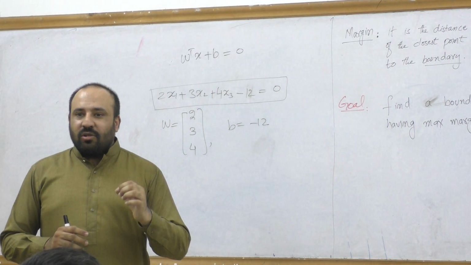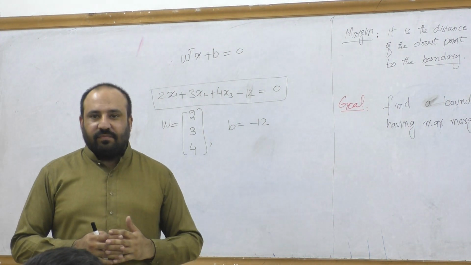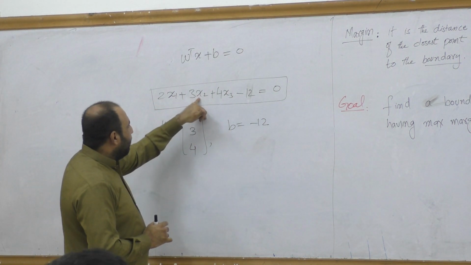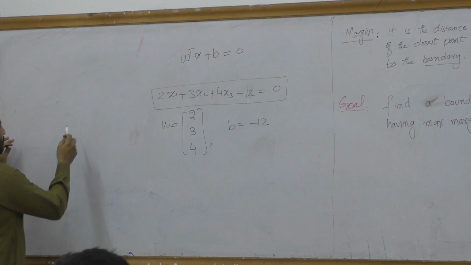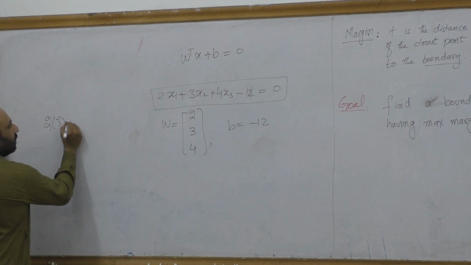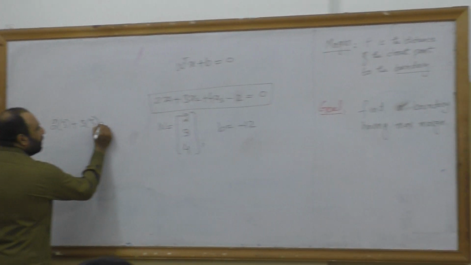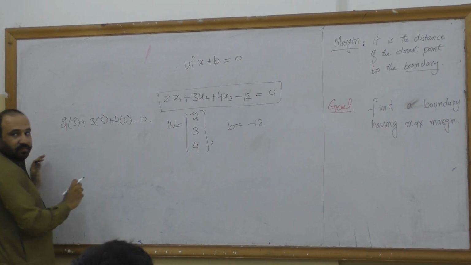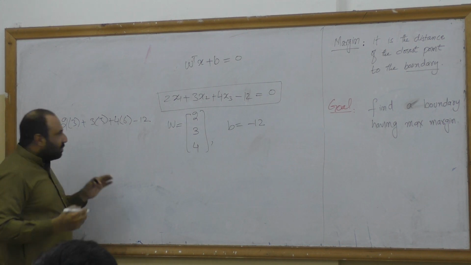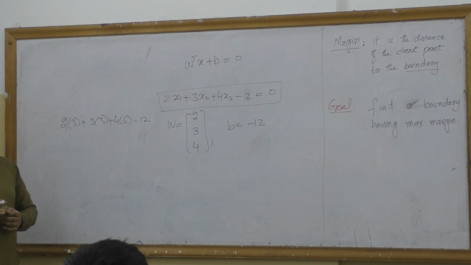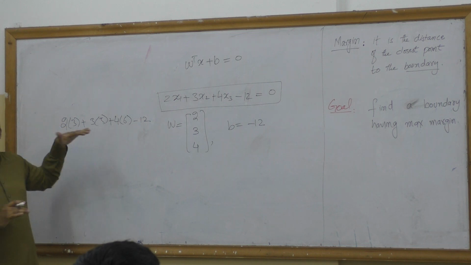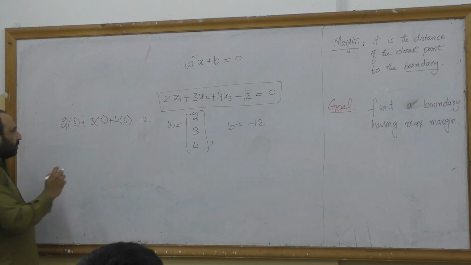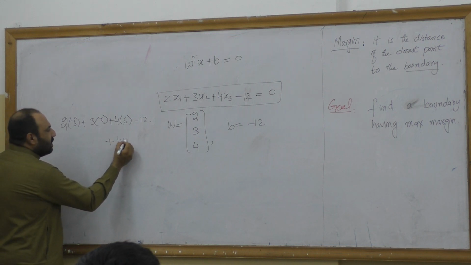Okay. Now tell me a point that does not lie on this plane. 3, 5, 6. So 2 times 3 plus 3 times 5 plus 4 times 6 minus 12. And this number is what? Not 0. So one high level explanation is it is not 0, whatever that number is. 33. So this number is positive, yes?